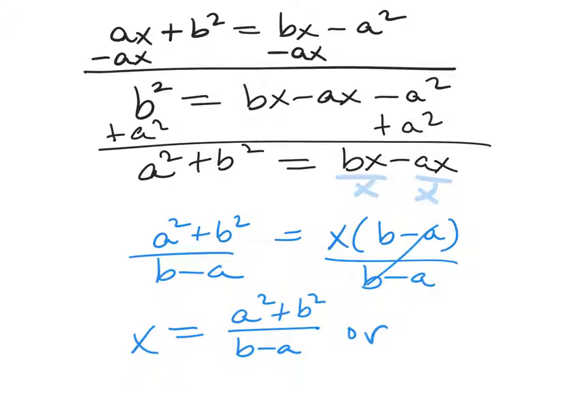Again, if we did it the other way, remember our answer was negative a squared minus b squared over a minus b. Notice every single term has opposite signs. Again, you don't need to do both. Pick one way and just stick with it. So either answer here would be acceptable.